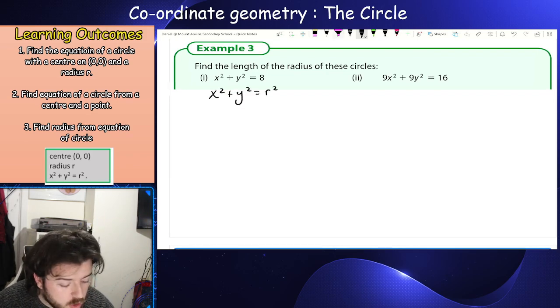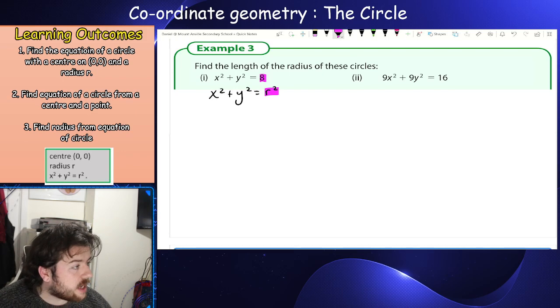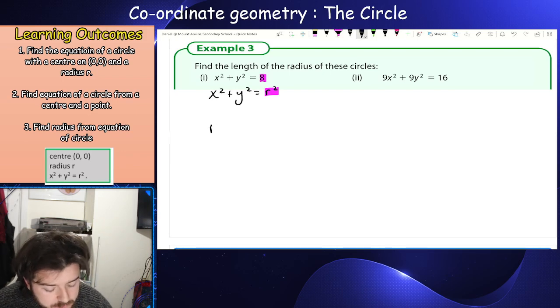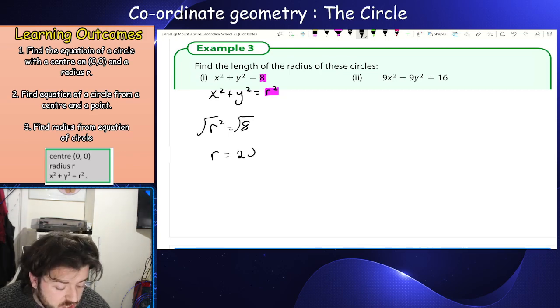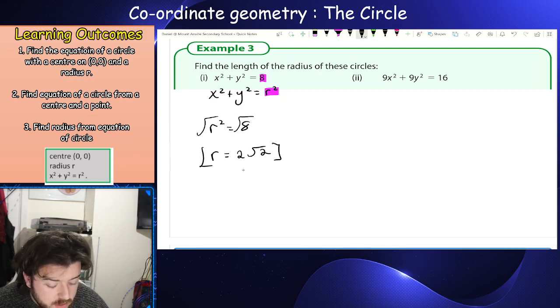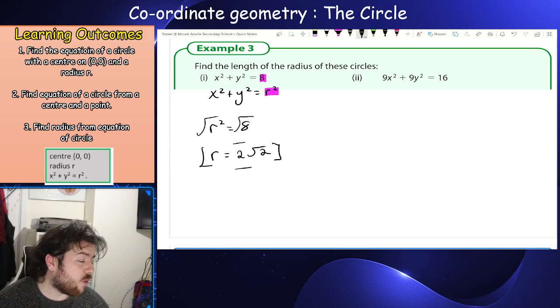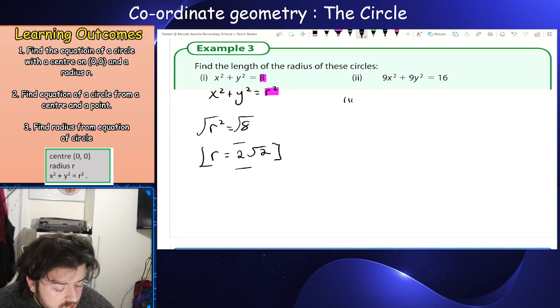So I'm going to equate my equations here. So I have r squared is equal to 8. Square root both sides. I have r is equal to the square root of 8. And if you put that in your calculator, you get 2 root 2. So my radius is equal to 2 root 2, or the square root of 8. Now, that's all well and good.